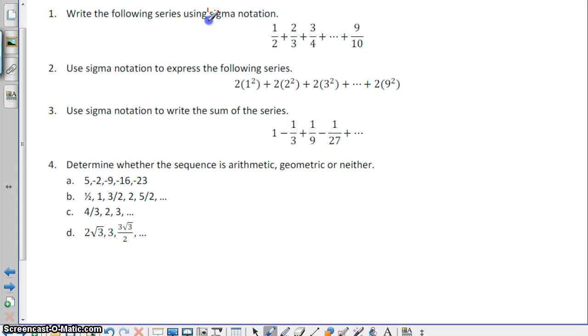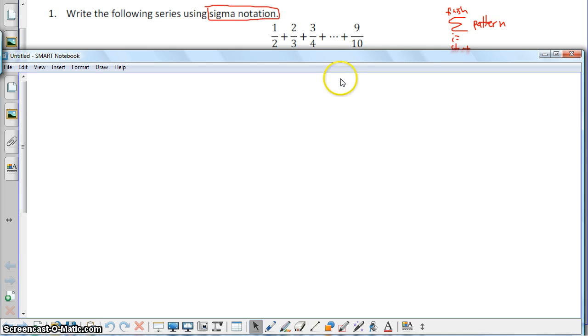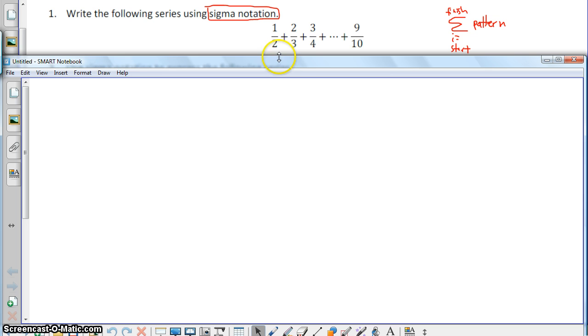Okay, in order to write a pattern in sigma notation, you need the sigma and your initial value, whatever that is, and the last number that goes up here. So this is where you start, this is where you finish, and then you need the pattern here. Now, that means we're going to have to find a pattern on these numbers here.